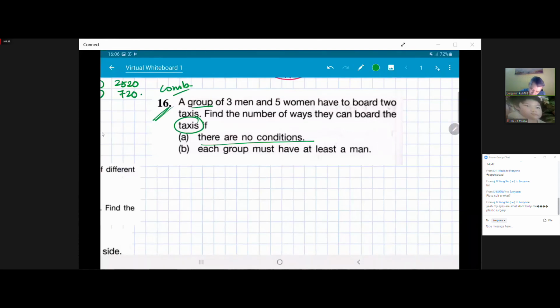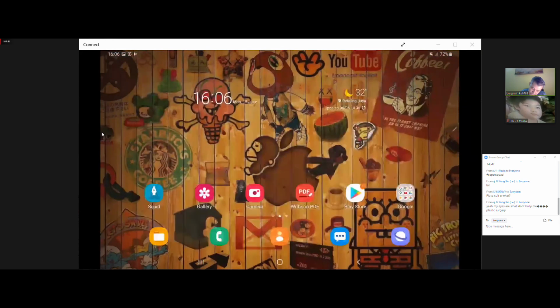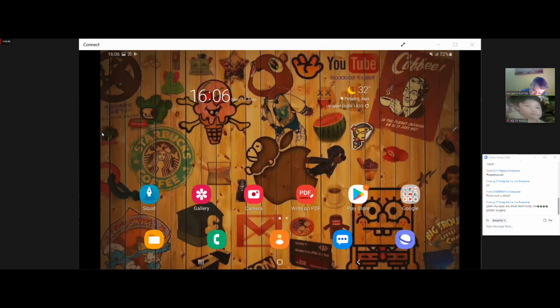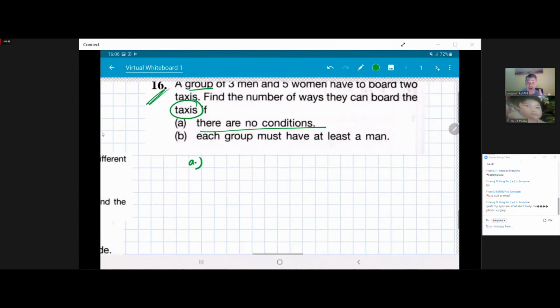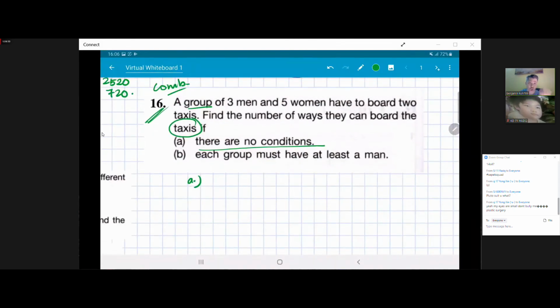So for part A of your question, faham tak? There are 8 people, 3 men, 5 women. When you want to put them into 2 groups, that means group number 1 is taxi number 1, group number 2 is taxi number 2. So what you are going to do here is separate into 2. So 8 choose 4.